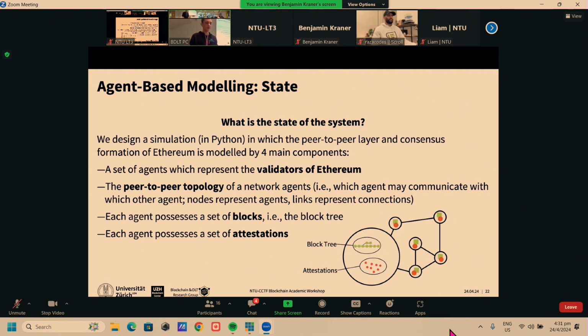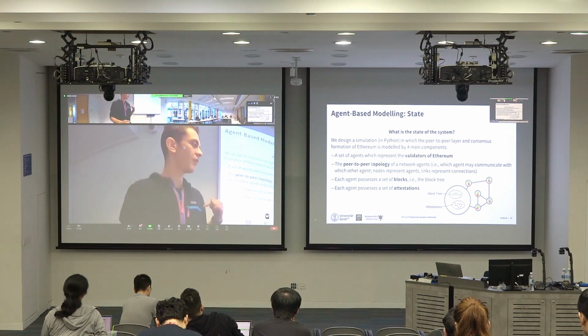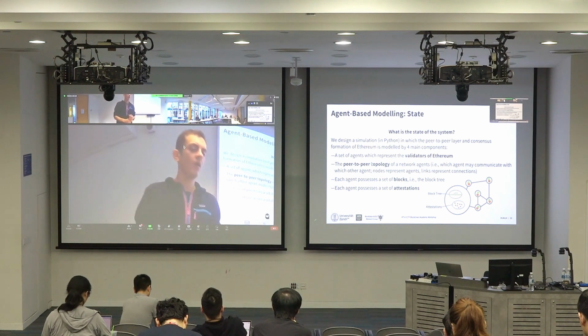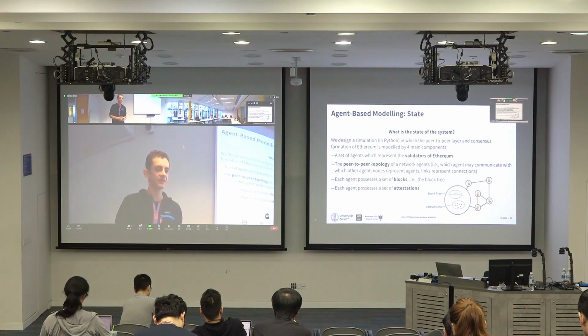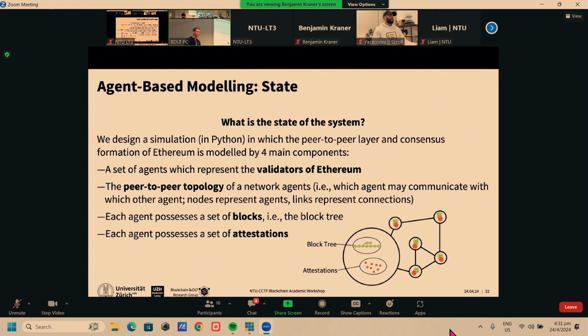Like you see in the small image at the bottom right, I can only share information with a neighbor of mine in this network. And then finally, each of these validators has its own set of blocks and its own set of attestations. Why is this important? We want to understand exactly what is happening in those different views of the blockchain, how these different block trees are formed, and how the attestations are aggregated within a single validator.